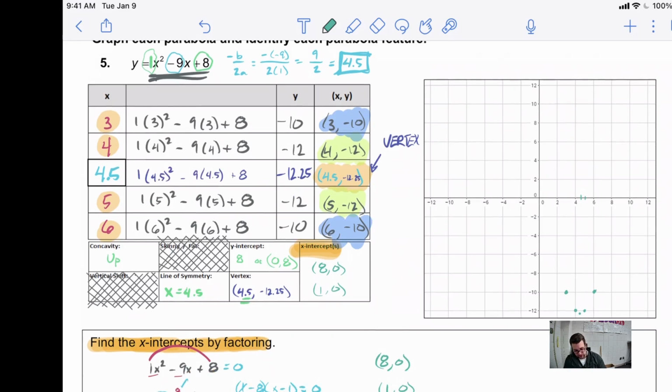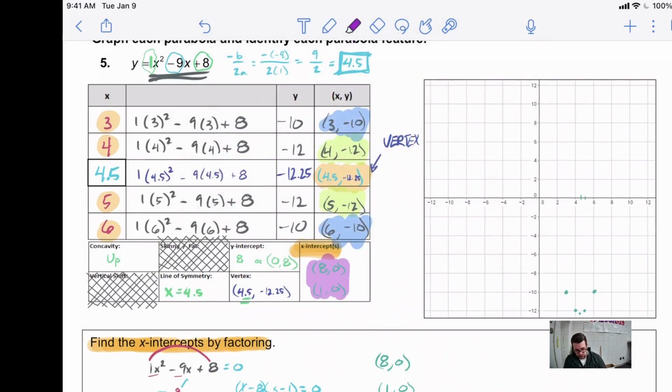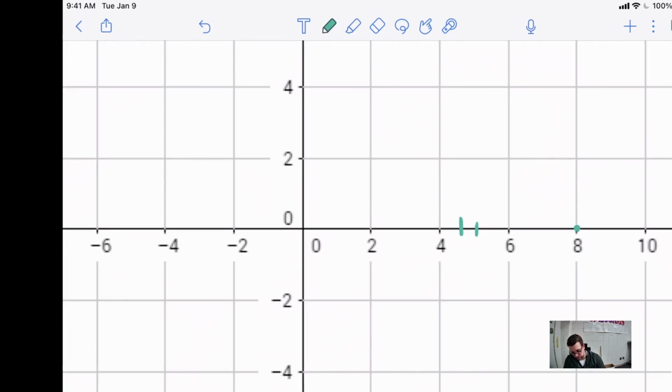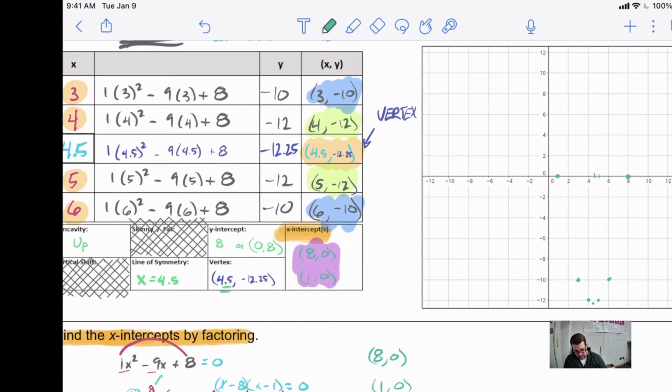Now for our roots, right, we do have those roots listed down here. We know we're going to hit the points 8, 0 and 1, 0. So 8, 0 would be right here. 1, 0 would be right there. What else do we got? Oh, our y-intercept. That's good to see too, right? So we do have another point over here, 0, 8. That would be our y-intercept up there. So we can kind of start to see this thing come through.